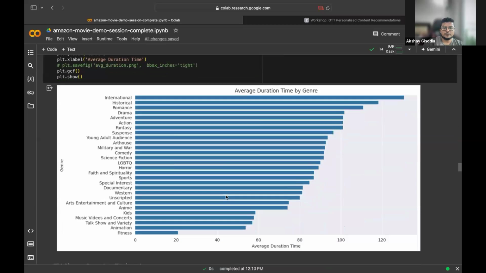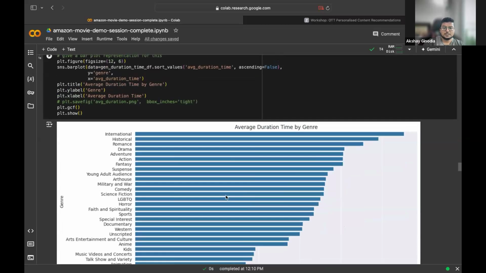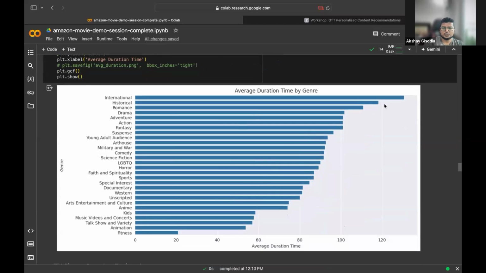Now, if I want to put it in a graph format, plot it so that I can understand it better, this is much better. It shows me that for movies, international, historic, and romance have the highest duration on average, and that maybe makes sense. So historical and romantic movies maybe have more watch duration. For fitness, it makes sense. Fitness is not really movies. It's probably an instruction course. They're not going to be of long duration. It's like 20 minutes on average. It makes sense. And animations are also lower on the duration, the amount of time you watch.